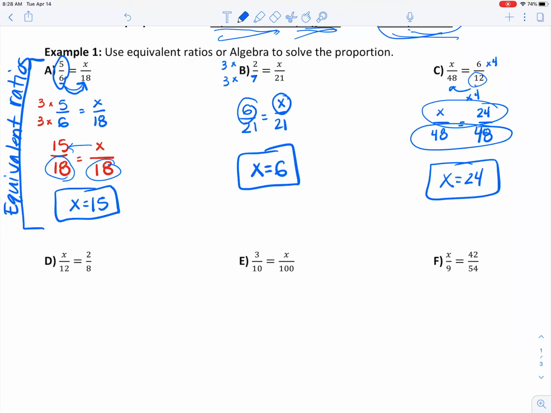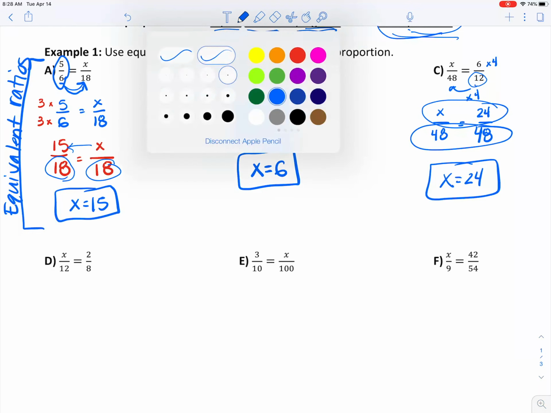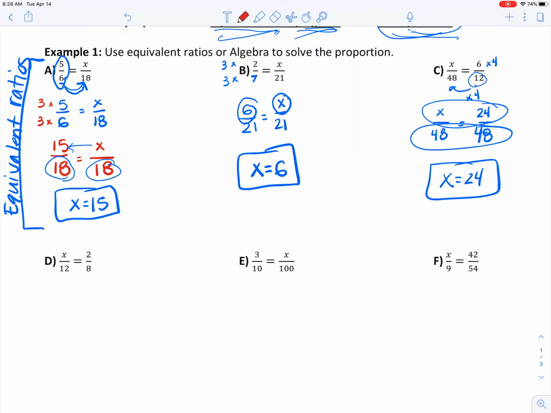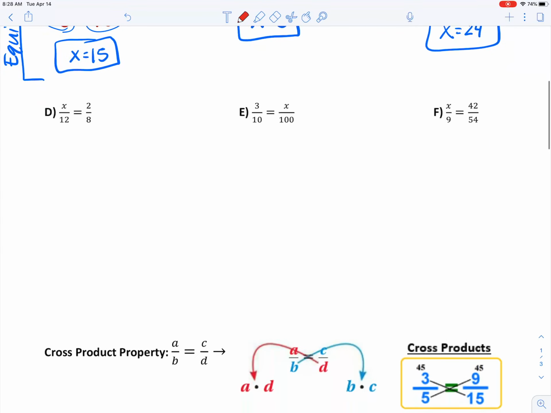Now, that works really great when you're able to immediately see what number you need to multiply with, like going back to letter B here. I immediately knew that 7 times 3 was 21. Okay, now not always are you going to have a problem where it's that easy.